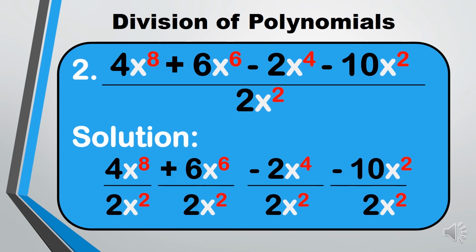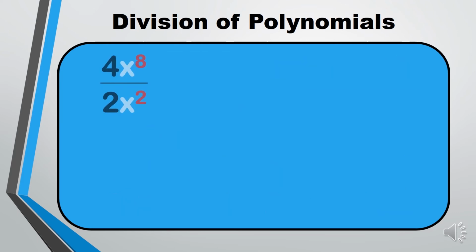Paano ba natin isosolve ang gantong example? Isa-isahin natin upang makuha natin ang sagot. 4x raised to the 8th power divided by 2x squared. Unahin nating i-divide ang kanilang numerical coefficients. 4 divided by 2 is equal to 2. Let's copy its variable. And let's subtract its exponents. And the answer is 2x raised to the 6th.